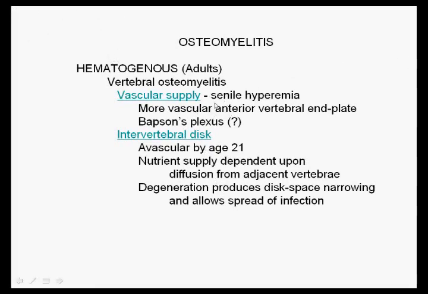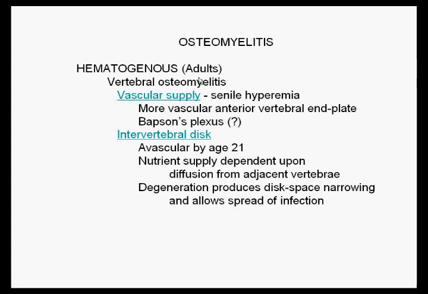The intervertebral disc is very important. It becomes avascular by about age 21, and its nutrient supply is dependent upon diffusion of nutrients from the adjacent vertebral end plates. So when the vertebra becomes involved in an infectious process, the flow of those nutrients is diminished, and the disc winds up degenerating due to lack of nutrition.